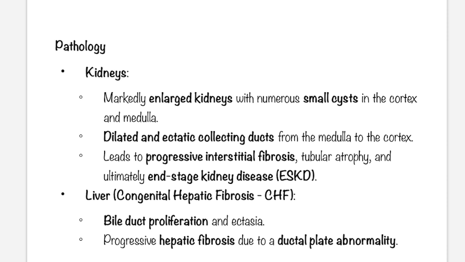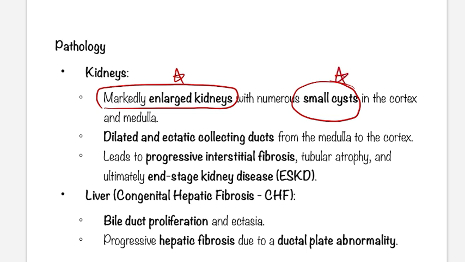If we talk about the pathology of this condition, kidneys are markedly enlarged. Just remember this. In autosomal recessive polycystic kidney disease, kidneys are markedly enlarged with numerous small cysts in cortex and medulla, leading to loss of corticomedullary differentiation. So this is very much important. There are dilated and ectatic collecting ducts and progressive interstitial fibrosis leading to end-stage renal disease. So kidneys are enlarged with loss of corticomedullary differentiation and small cysts.